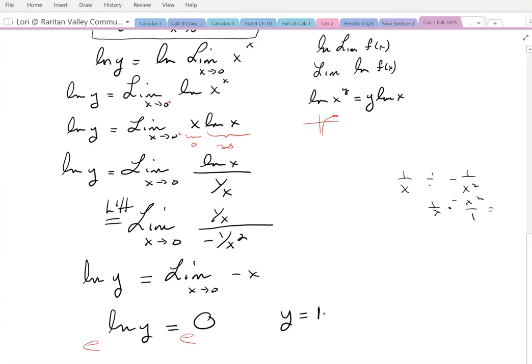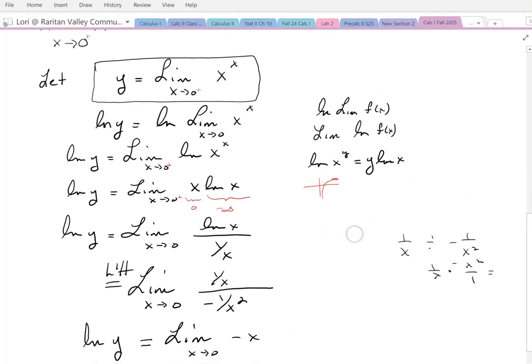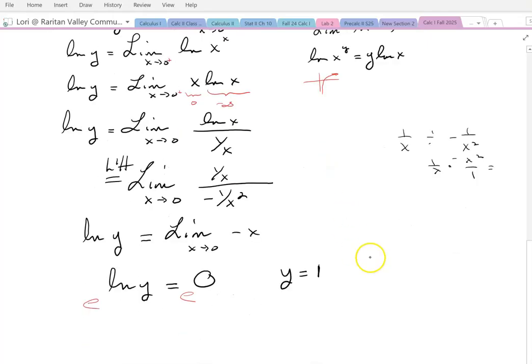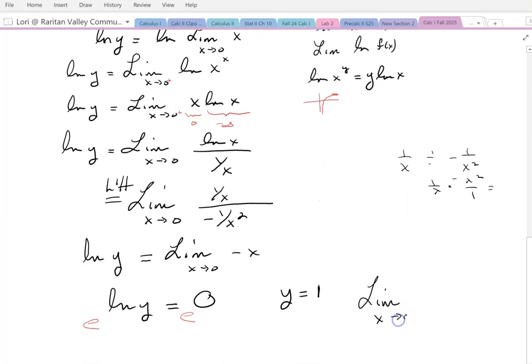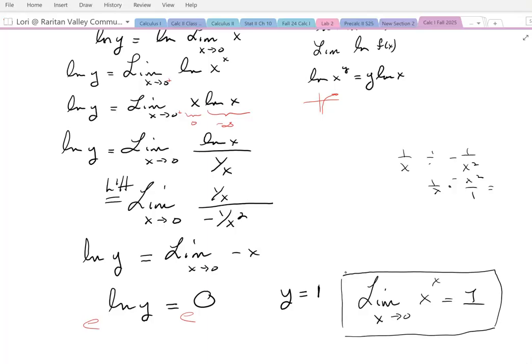Okay? So the answer itself is not 0. y equals 1, which means if you look back at the beginning, y equaled the limit. So the limit of x as x approaches 0 of x to the x does indeed equal 1. Now again, just because it is to the 0 power doesn't mean you can just say it equals 1. It just so happens it does in this case.